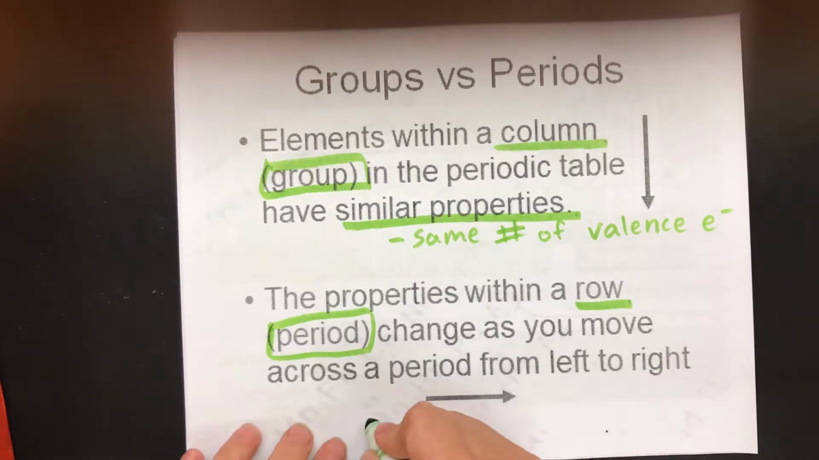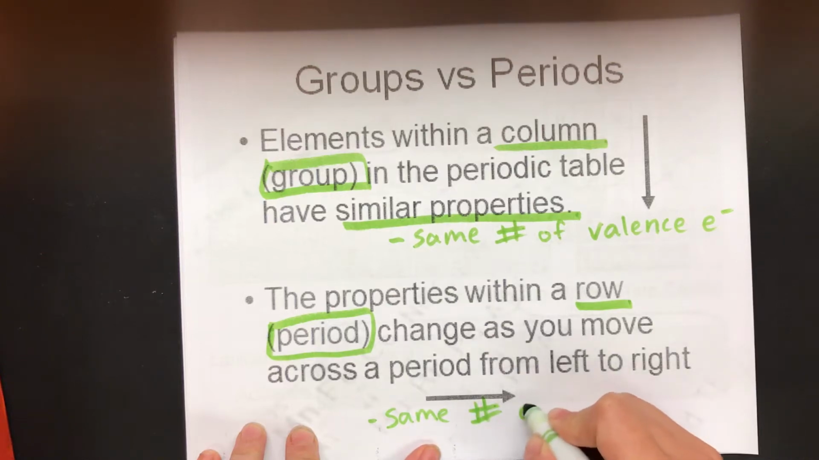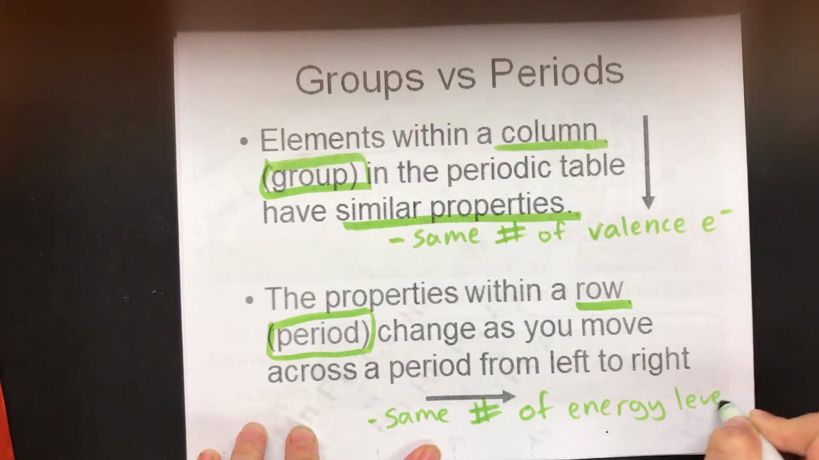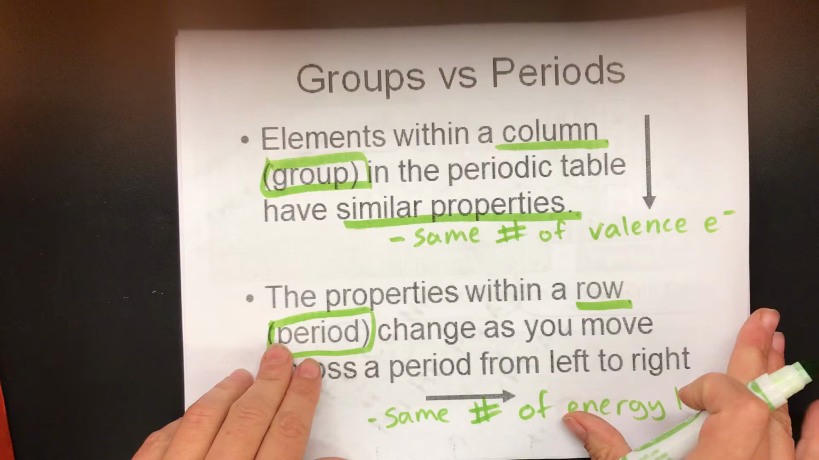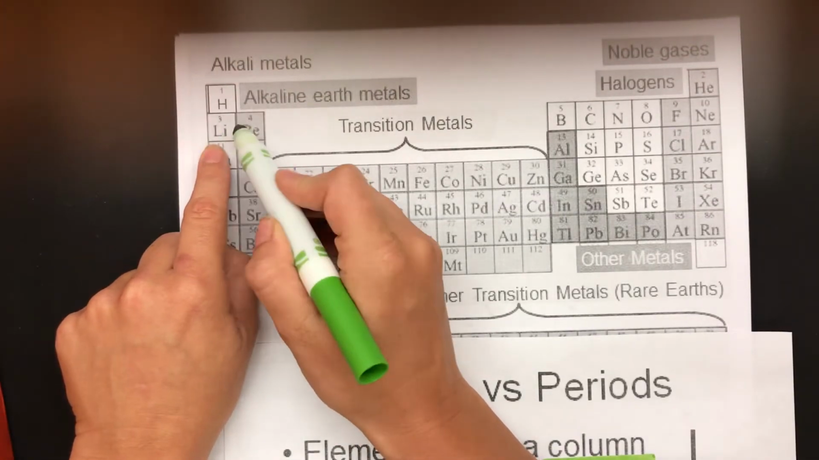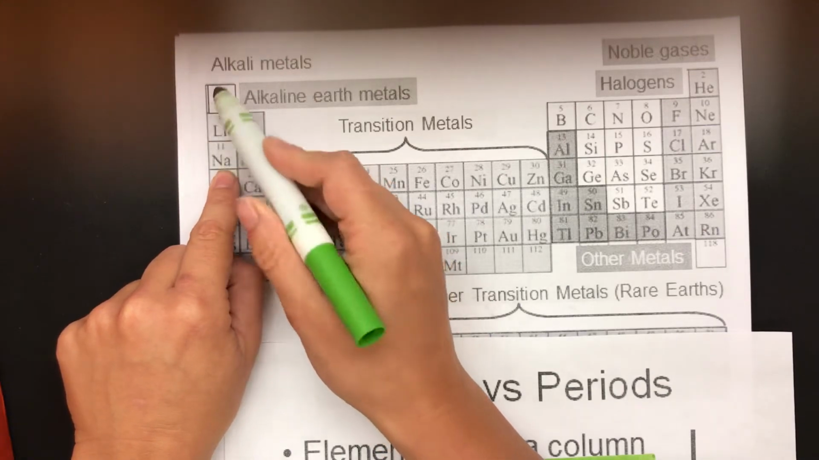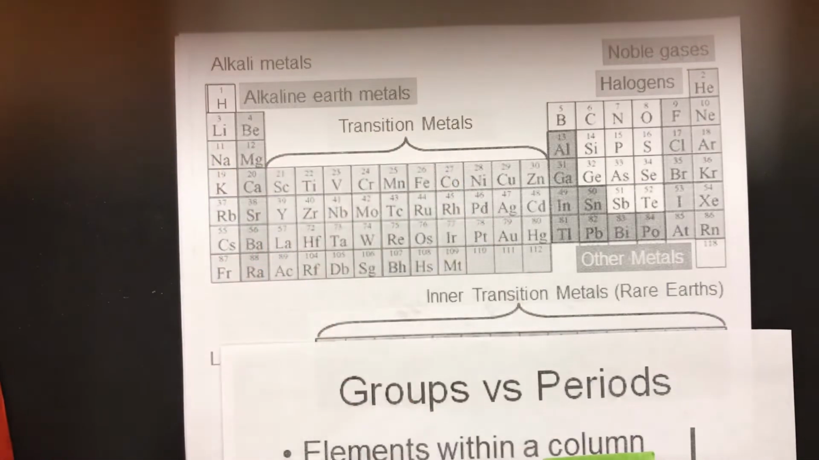The one thing they do have in common is the same number of energy levels. When we were doing Bohr diagrams, however many rings there are, that's how many energy levels there are. It depends on what period they're on. If we draw the Bohr diagram for lithium, it's in the second row, so it has 2 energy levels. Sodium is in period 3, so it has 3 energy levels and so forth.